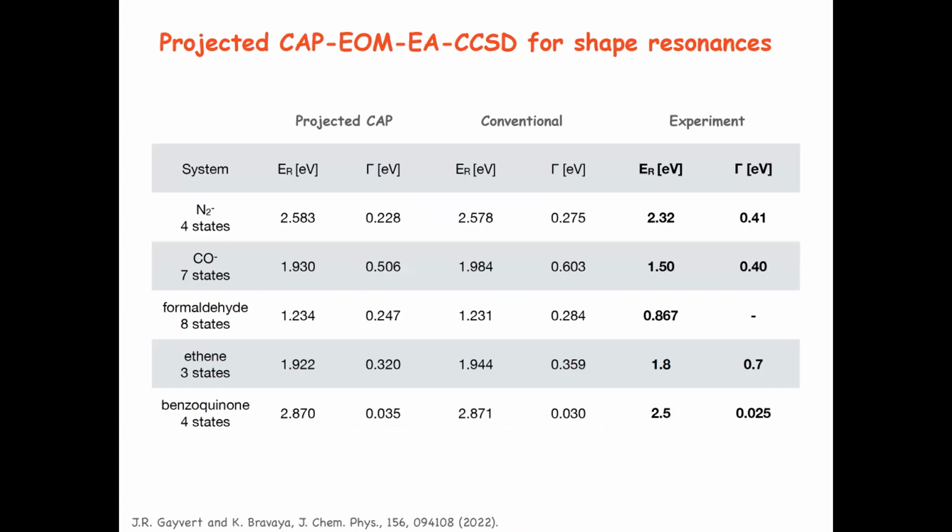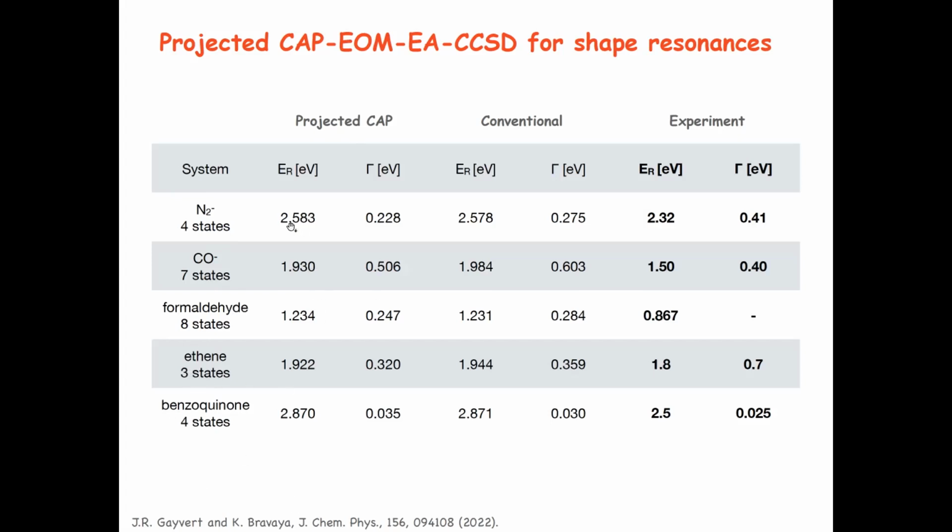All right, so how does it work? Here I show the results obtained with equation of motion CCSD, projected and conventional schemes, just to demonstrate that the projected technique works at all, and we can use it to extend existing quantum chemistry methods to metastable states. So there are, again, commonly used small molecules to benchmark the performance of methods for resonances: N2-, CO-, formaldehyde, ethylene, and benzoquinone.